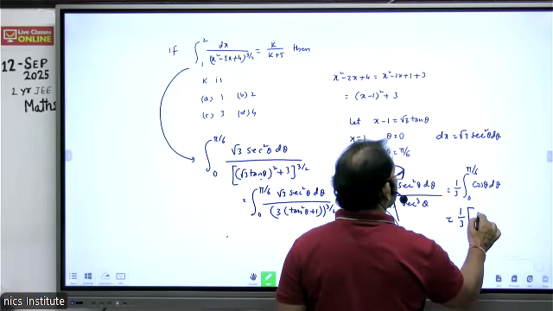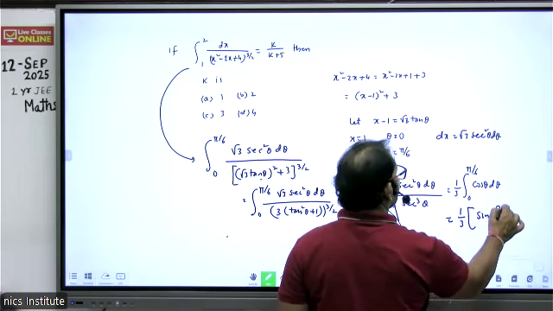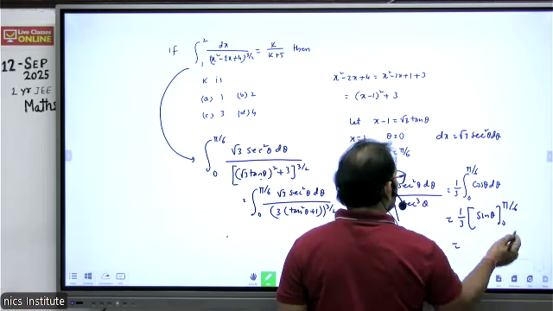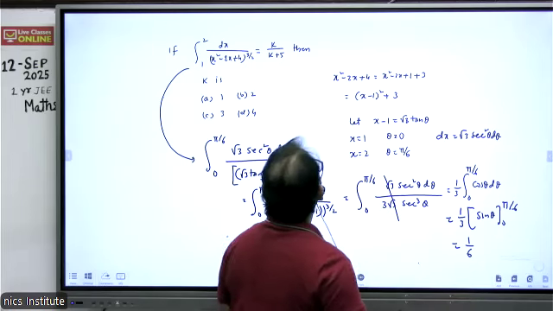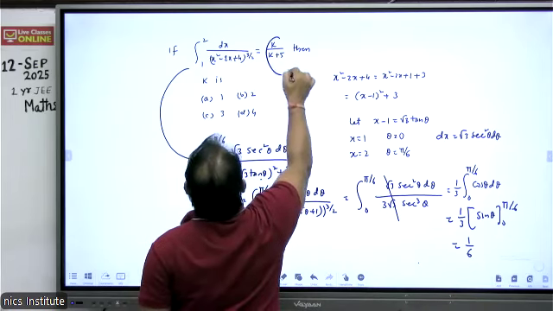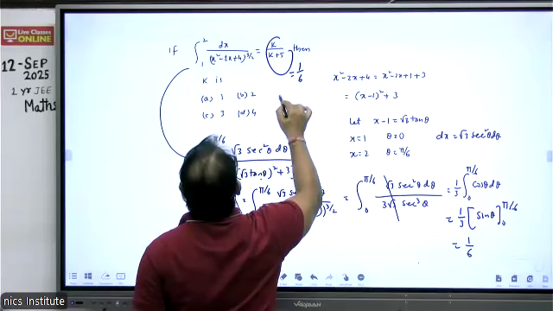Integration is sine theta, 0 to pi by 6. Sine pi by 6 is 1 by 2, 30 degrees. So it's 1 by 6. So this is equal to 1 by 6. That means k is 1.